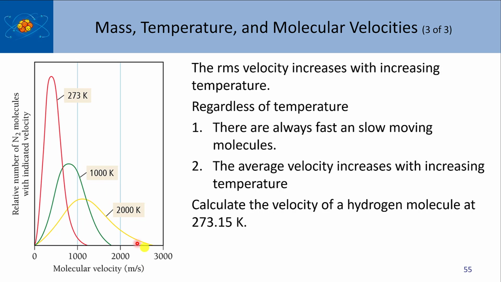Even though you have some really high speed molecules here, and some really high speed molecules here, what's essentially happening is as you increase the temperature, you're pushing this distribution to the right. But even so, you still have some molecules in this region which are moving very slowly. So we'll calculate the RMS velocity of hydrogen at 273 Kelvin using the equation that I showed you, so you can see how the units work out.